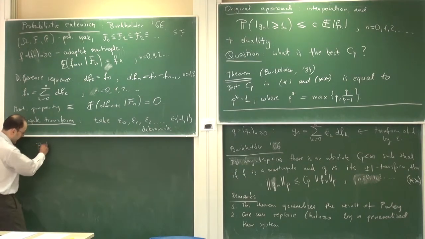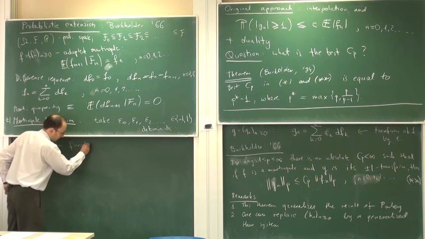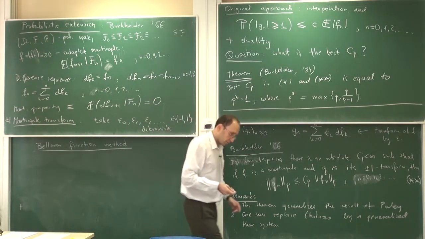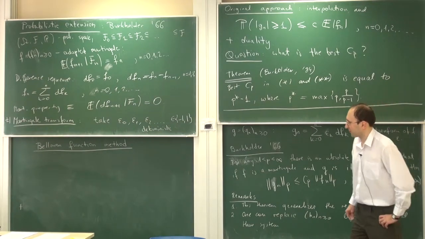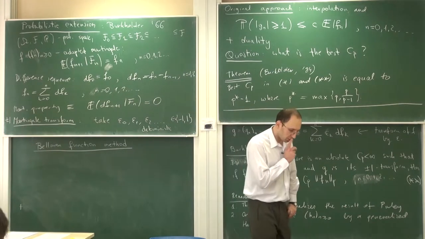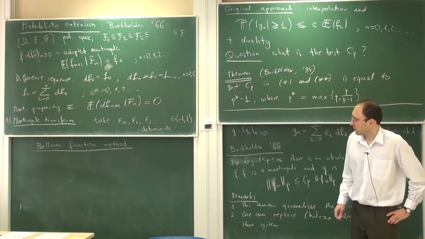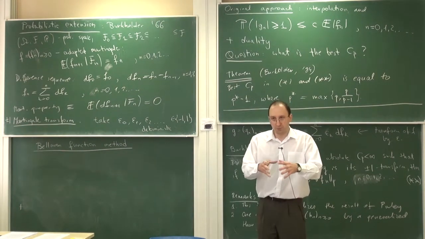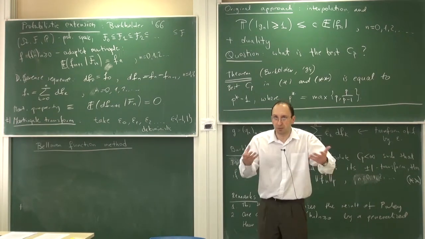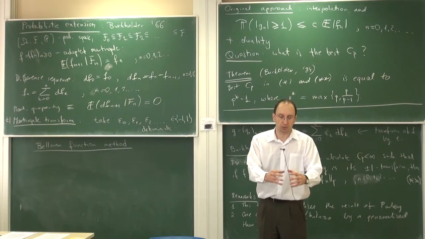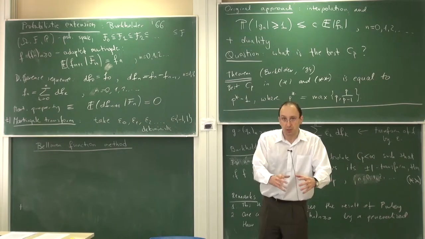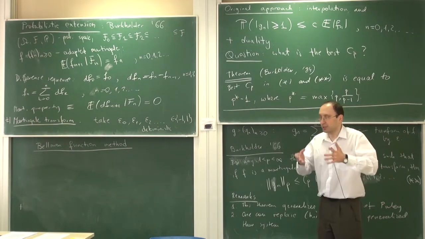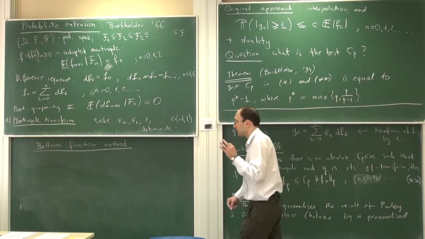So, Bellman function method. I should begin with a very general sentence. In general, the Bellman function method is the technique which reduces the problem of proving a given inequality in probability or harmonic analysis to the problem of constructing a certain special function, which has some special majorization and convexity or concavity properties. That's the very general idea behind the Bellman function method.